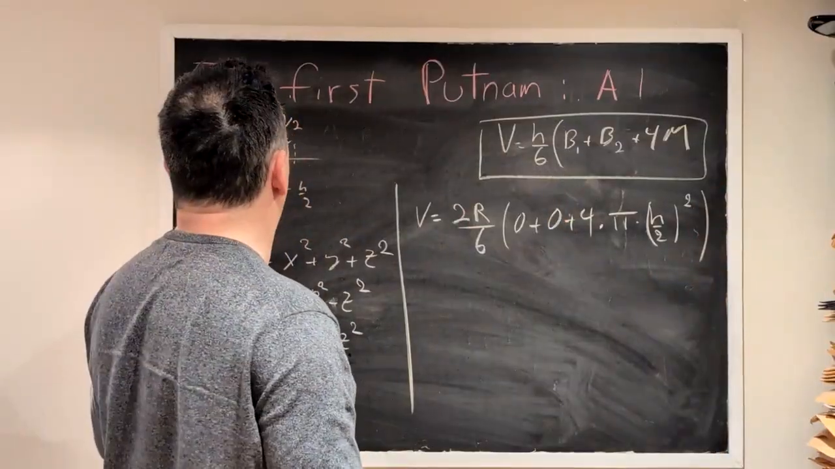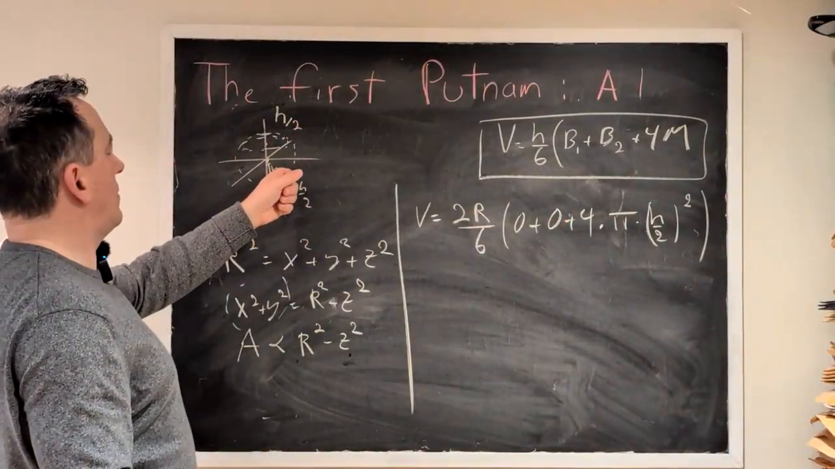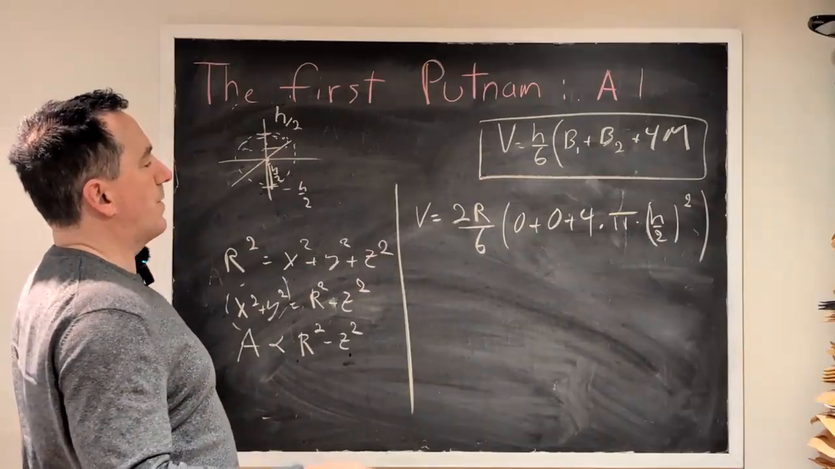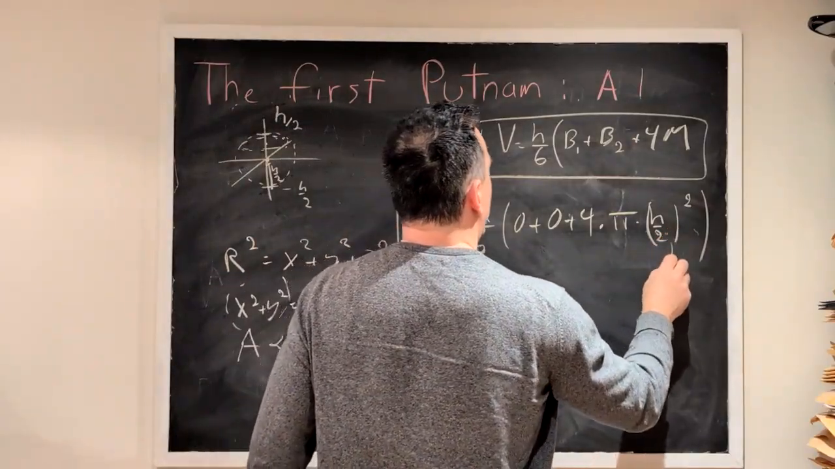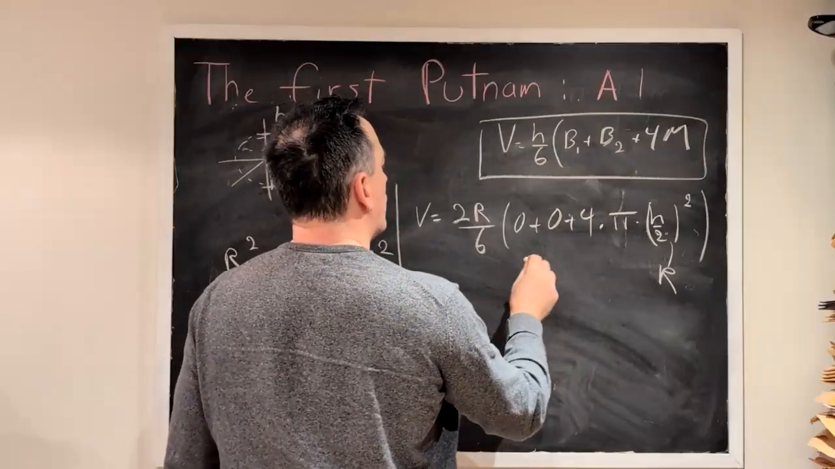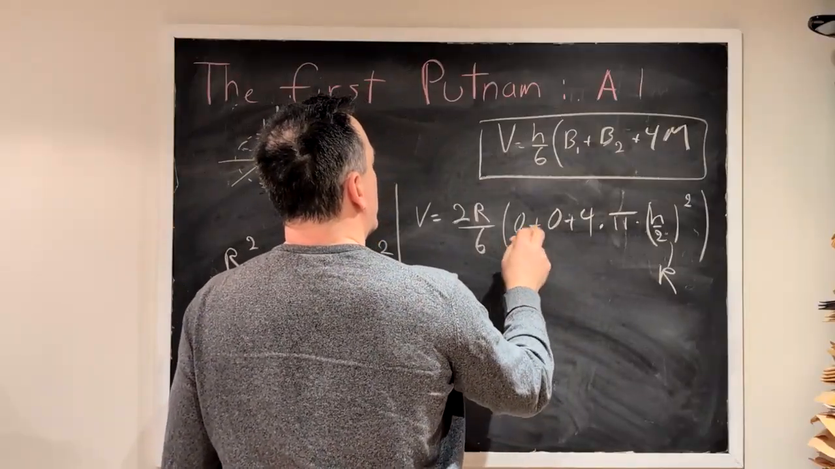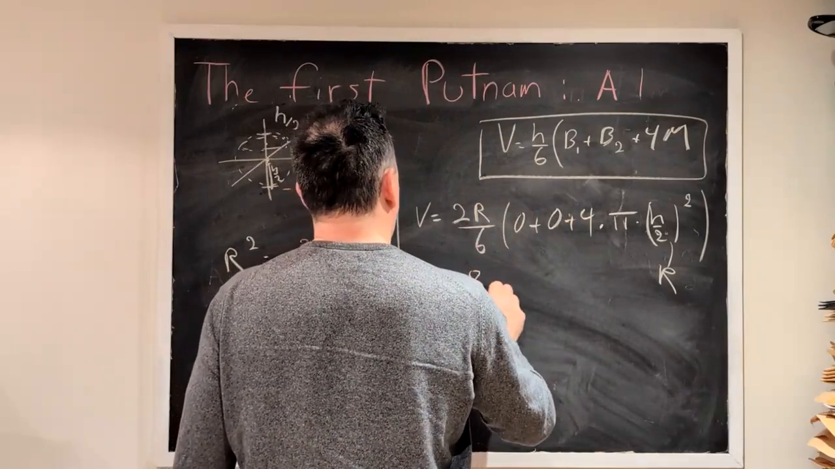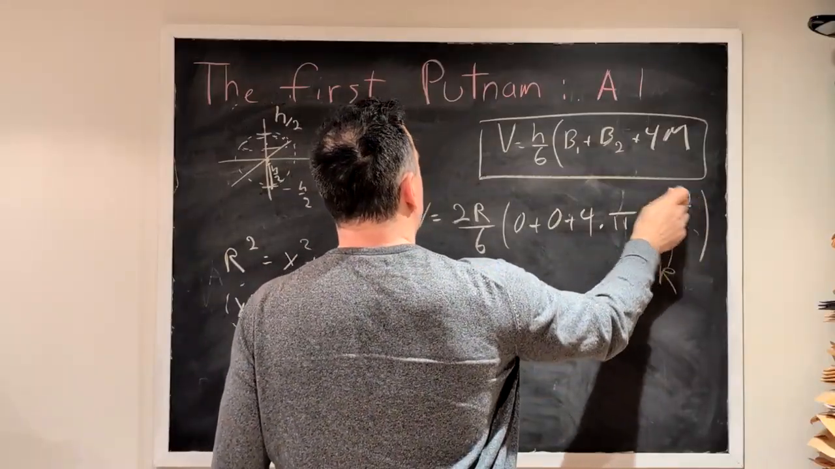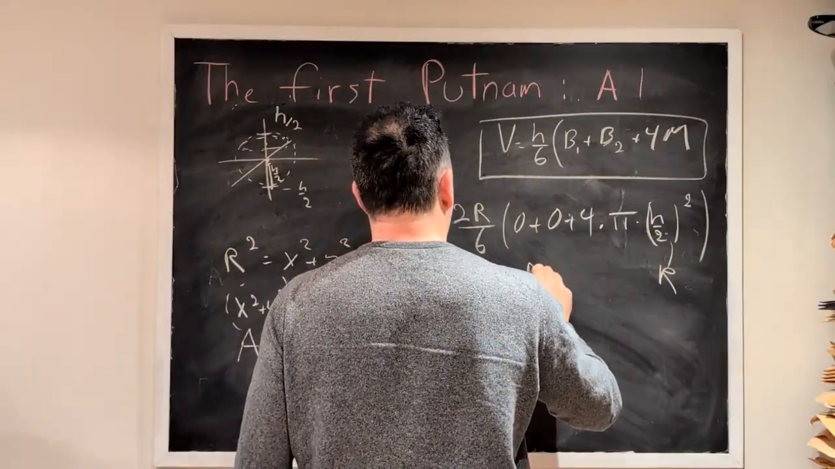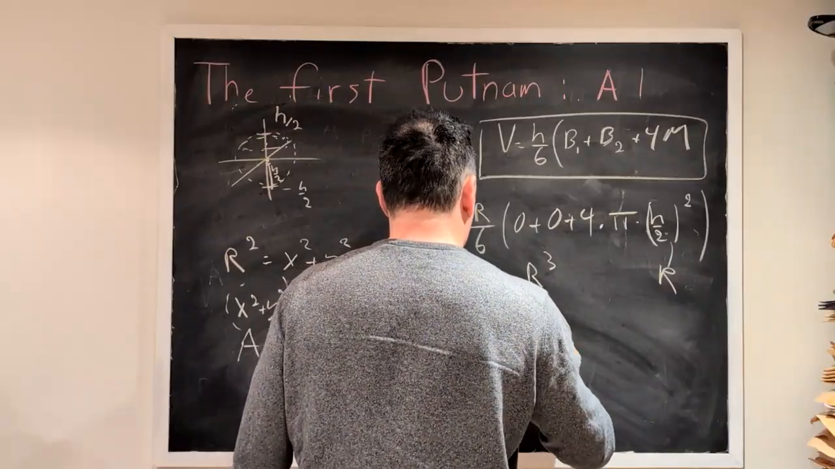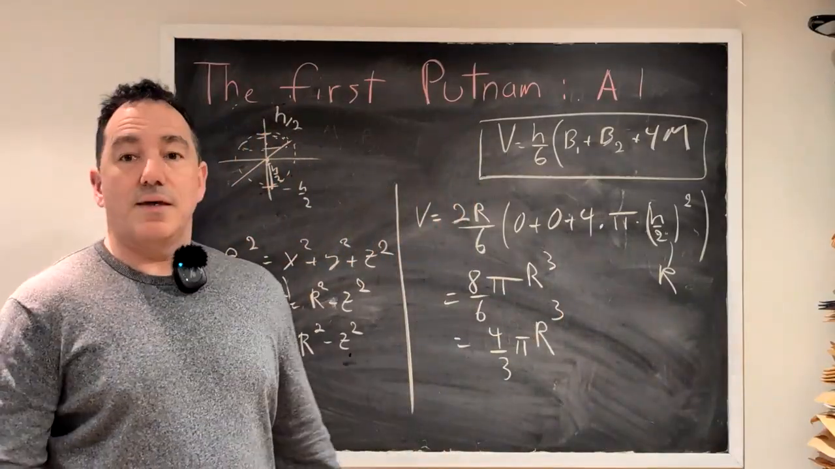Okay, so things will cancel out, but we want things in terms of the radius and not h over 2. So what we can do is that h over 2 can be replaced by the radius r, which is the radius of our sphere. So this is equal to 4 times 2, that's 8 over 6. There will be a pi, and the r squared is multiplied by the r here to give r cubed, which is equal to 4/3 pi r cubed, as usual. And that's it for today.